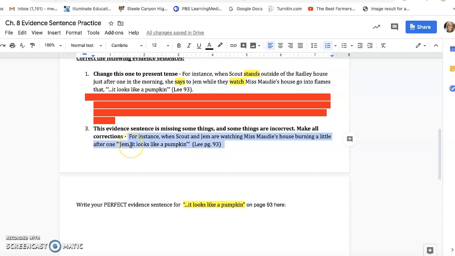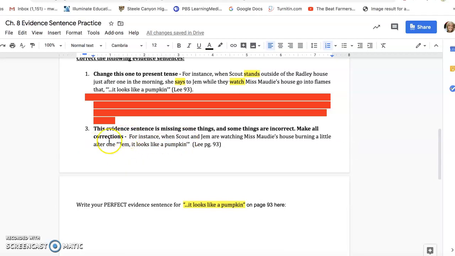Okay, well, first of all, what? After 1, Jem, it looks like a pumpkin? Like, that does not even make sense. If you said that to me and I weren't reading it, I wouldn't even know that there was a quote. It's super random. So I have to prep that quote. This is what I mean by it doesn't flow. If it doesn't flow with the evidence, it's not one full sentence.